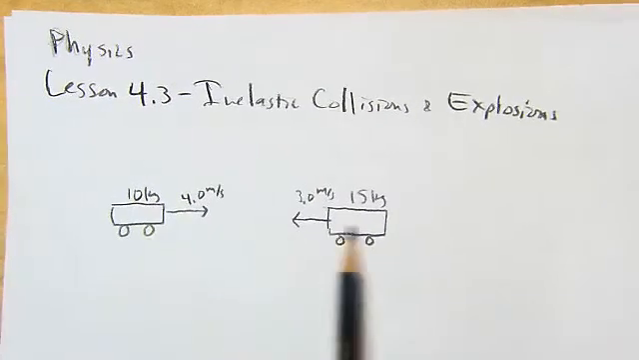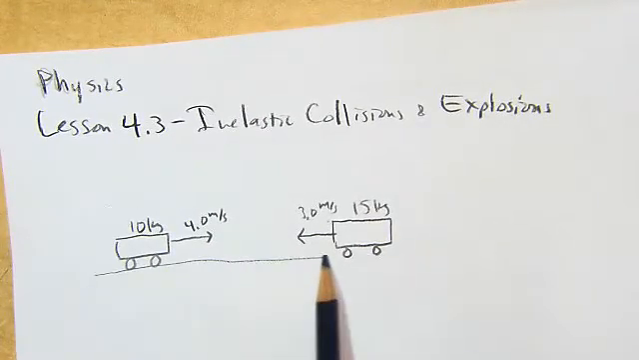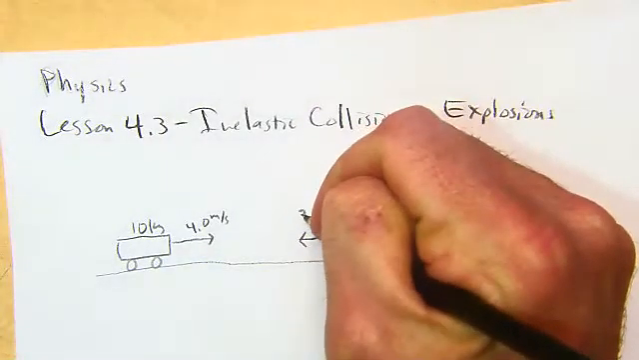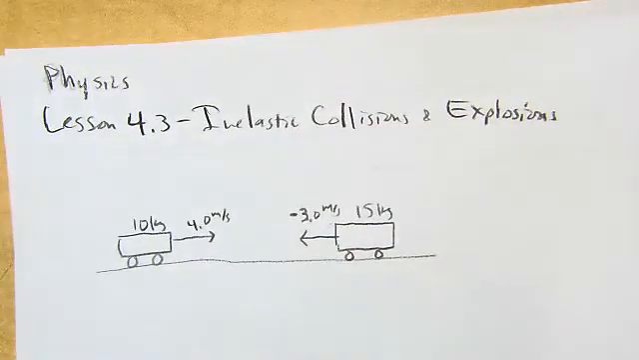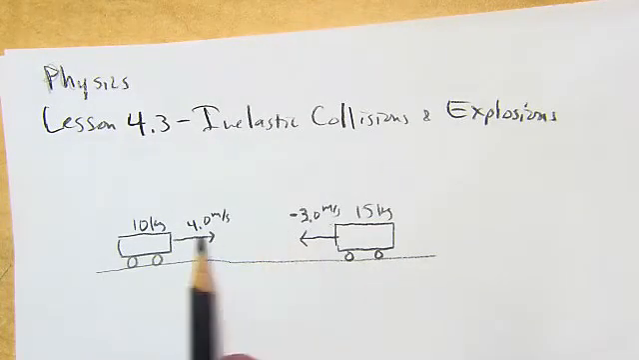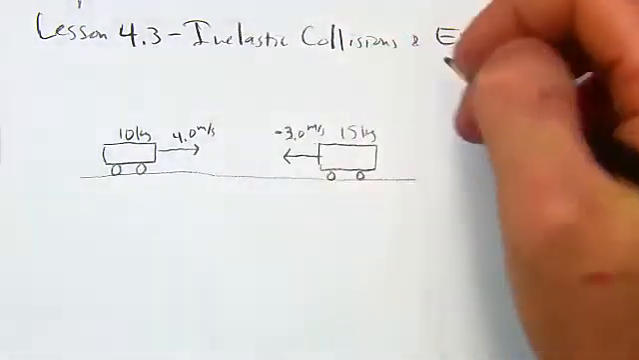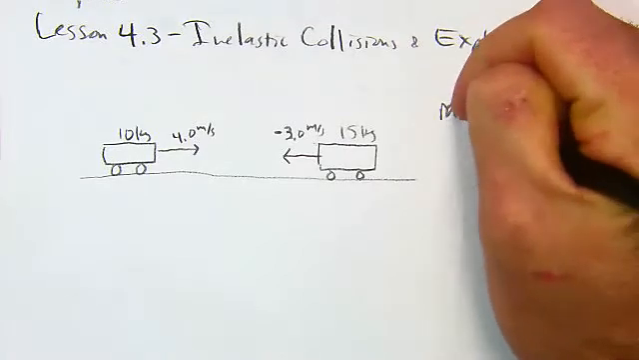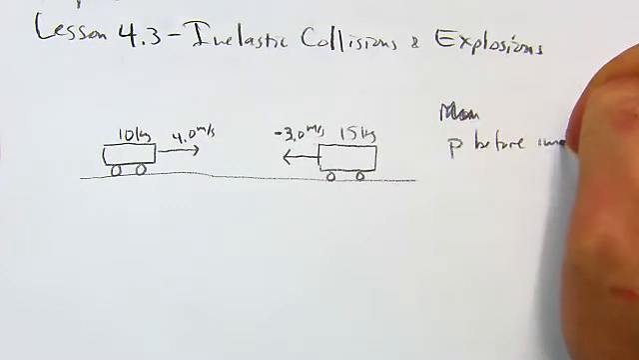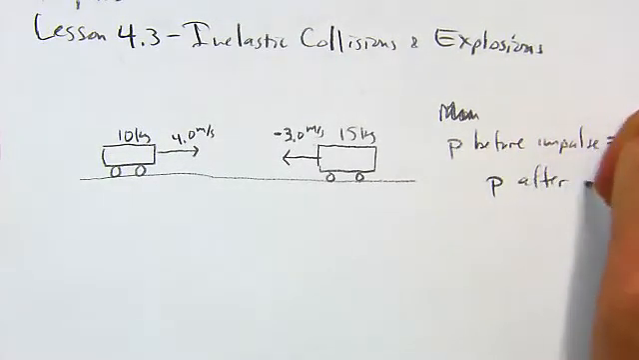So here's the situation before the impulse: two cars are coming at each other. And realize if it's going left, we do need to say that's got a negative velocity. So this one's going at 4 meters per second, this one negative 3 meters per second. This one's 10 kilograms, this one 15 kilograms. What we're going to say is the momentum before the collision, before the impulse, equals the momentum after the impulse.